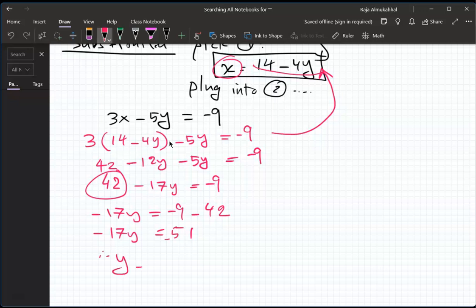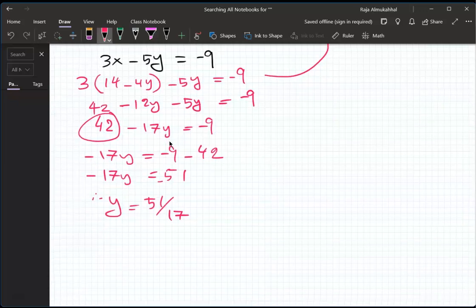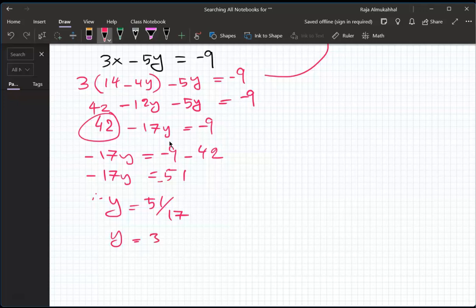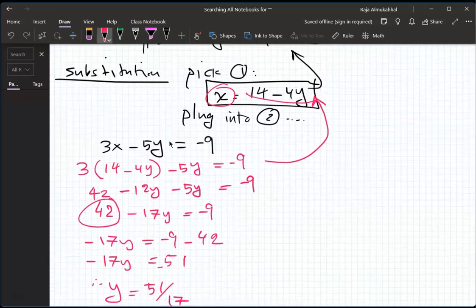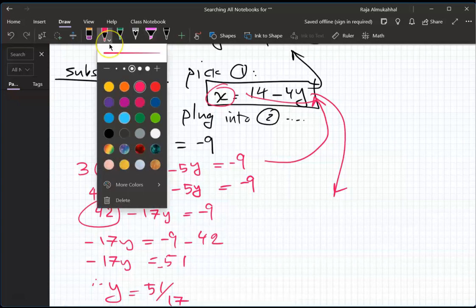And so therefore y is equal to 51 over 17. I think it's almost equal to 3. So y equals, let me check. Yes, it is 3. And there we go. y is equal to 3. Okay. Now I go back to this equation right here, and let me write it down again here. Sorry, I'll go back to the black color.